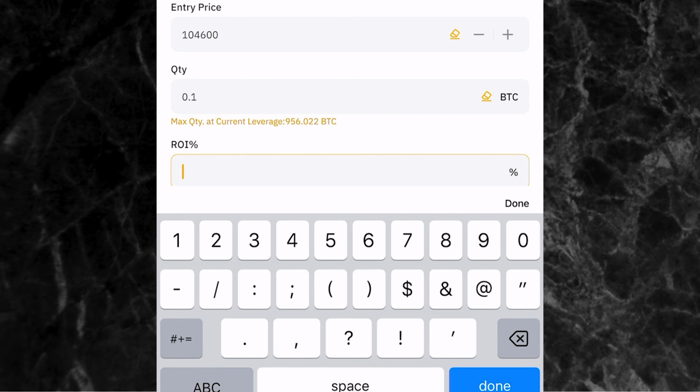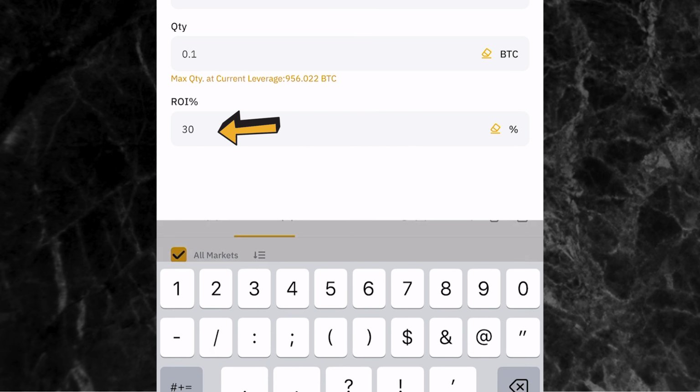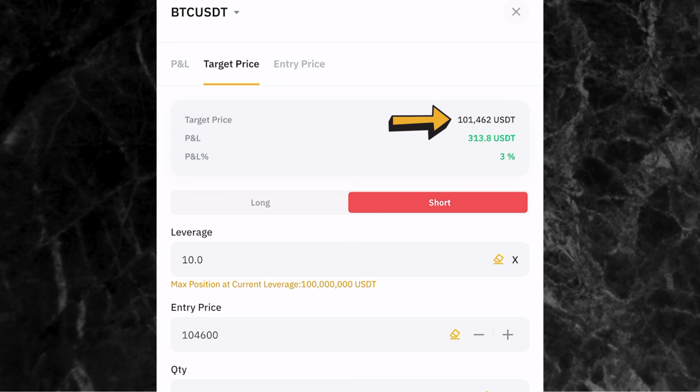And then your ROI is the percentage you want to make on your own money. Let's say, for example, I'm focusing on making 30% profit. I'll just put it right there and click on calculate. And then you can see my target price should be $101,462. So it means that if I want to short this trade with 10x leverage and I want to enter at $104,600 and I want to make 30% profit, then my target price should be $101,462. So you can see it right there. And the profit you'll be making from that trade will be 313 USDT.